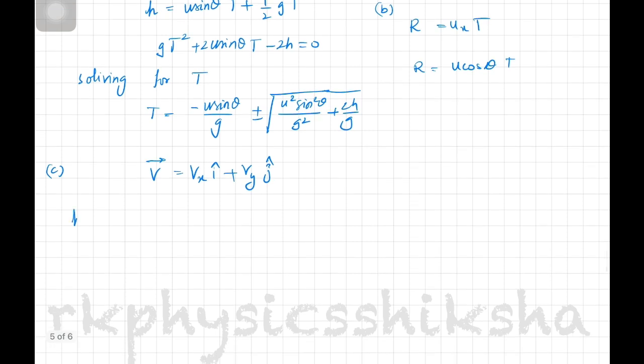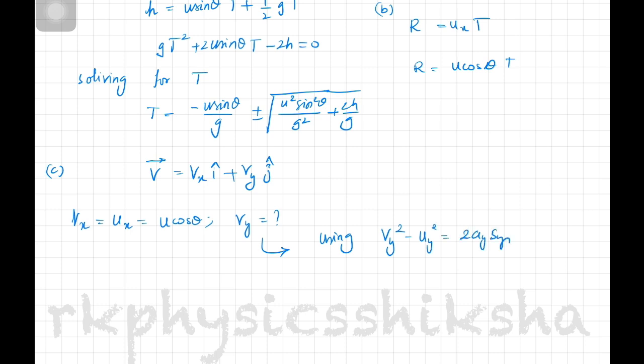So here we know very clearly that vx, the horizontal component of velocity, at any instant of time will always be equal to ux, which is u cos theta, and vy is to be calculated. For this calculation of vy, I use the equation of motion vy square minus uy square is equal to 2 into ay into sy. Here uy is u sine theta downwards, which is positive. ay is also downward, which is positive, and sy is also measured down along the direction of motion, so it is also taken positive.